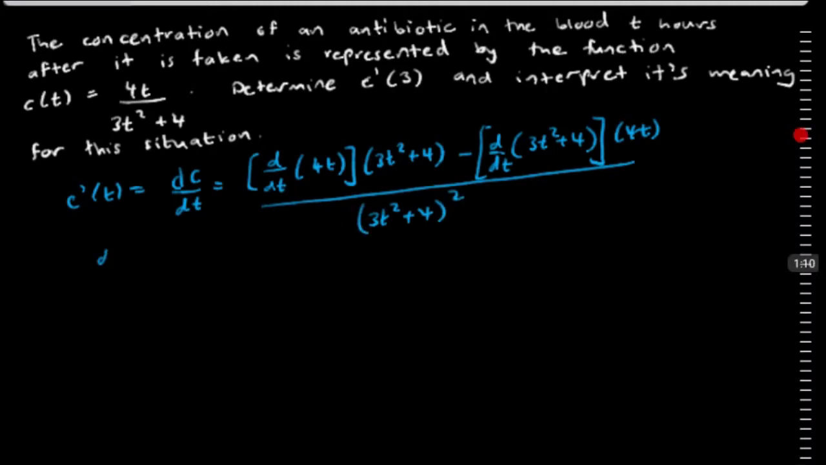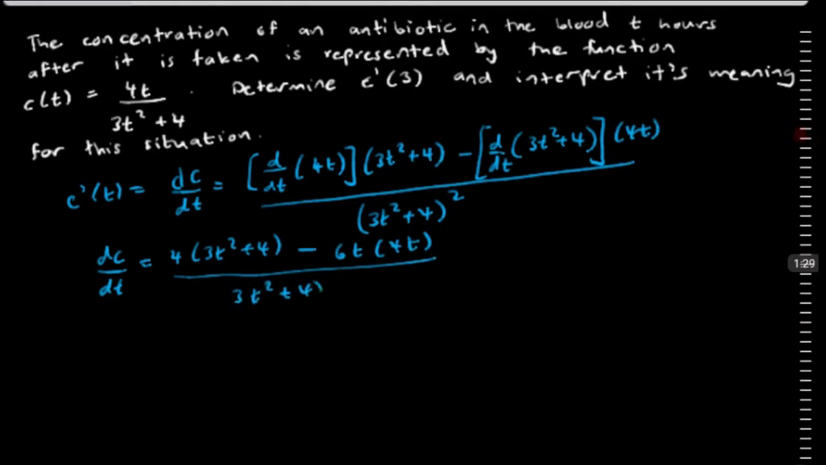Now if I clean this up, dC over dt, what I'm going to get here is 4 times 3t squared plus 4, minus the derivative of 3t squared plus 4, which is 6t, times 4t, and you put this over the denominator. So I'm just going to clean up the numerator first. If I simplify this by expanding it out, I get 12t squared plus 16 minus 24t squared, and then I'm going to get negative 12t squared plus 16.